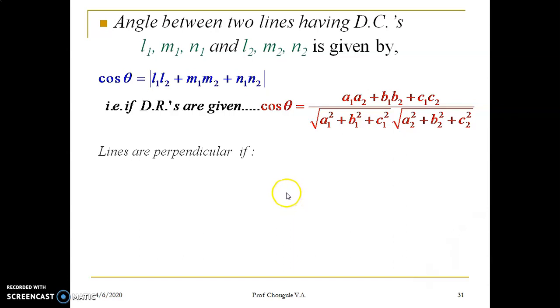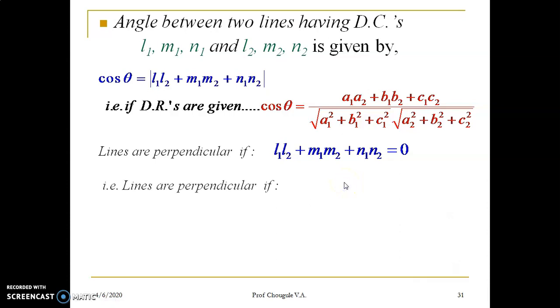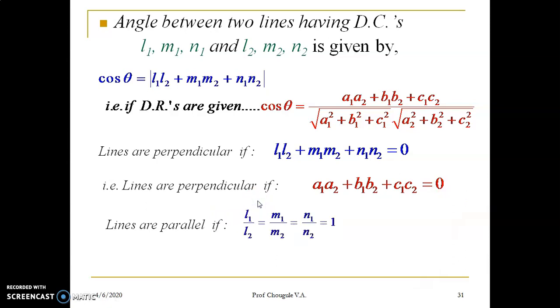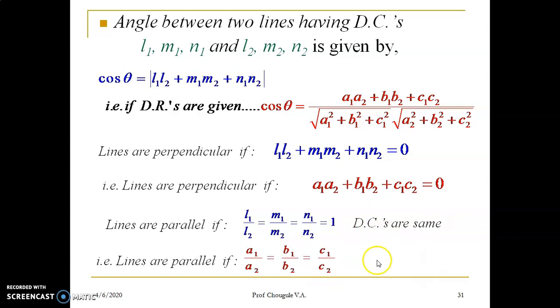Lines are perpendicular if L1 L2 plus M1 M2 plus N1 N2 equals 0. That is, lines are perpendicular if a1 a2 plus b1 b2 plus c1 c2 equals 0 in case of direction ratios. Lines are parallel if their direction cosines are the same, or if their direction ratios are in proportion.